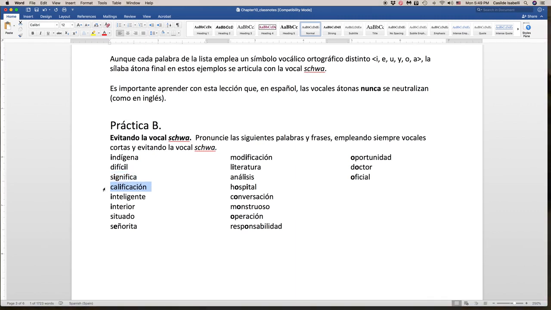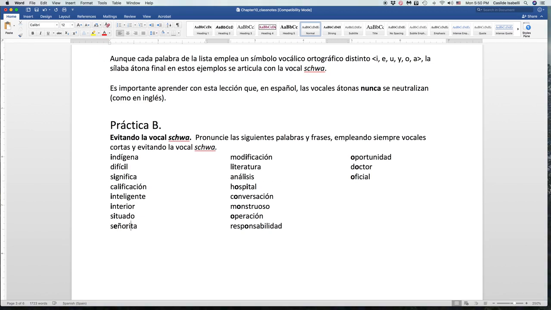Qualification, English, calificación. I'm bolding the ones that will give you problems. Intelligent, intelligent. Everything's that schwa sound. In Spanish, tighten those lips. Inteligente. Interior. In Spanish, interior. English, situated. Spanish, situado. Señorita.